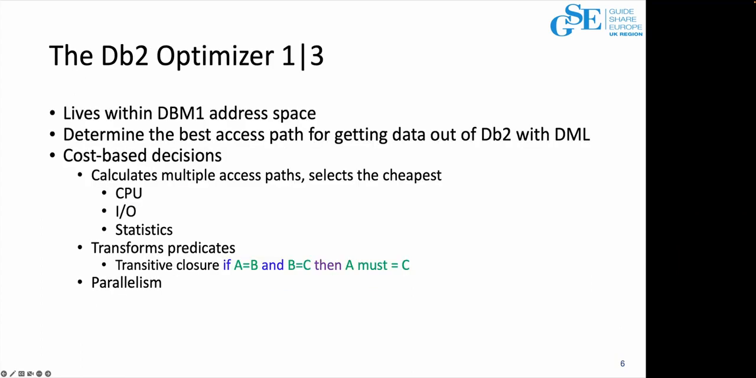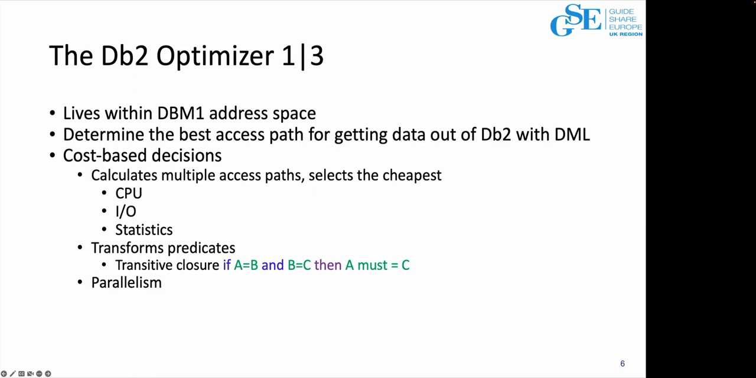So the optimizer is a subcomponent of the database services address space, or DBM1. It makes cost-based decisions. It will calculate multiple possible access paths and then select and store the cheapest. The cost is essentially determined by the number of rows that get passed from one step to the next within the query execution. And this can be seen in the CPU and IO costs.